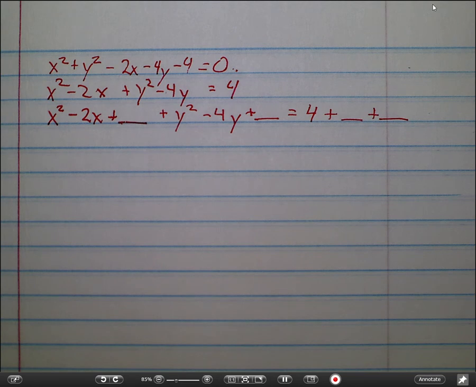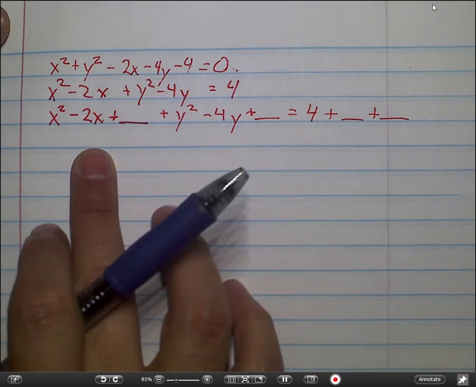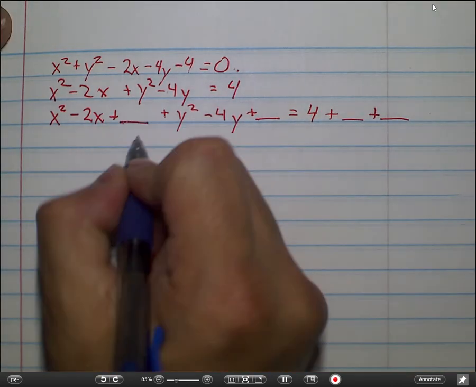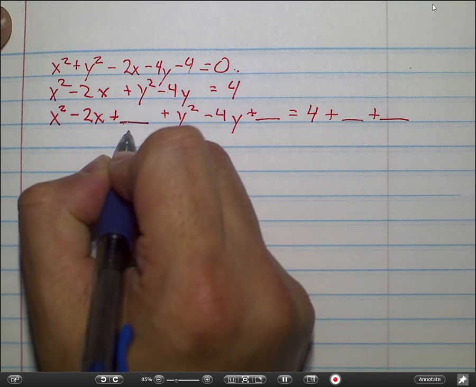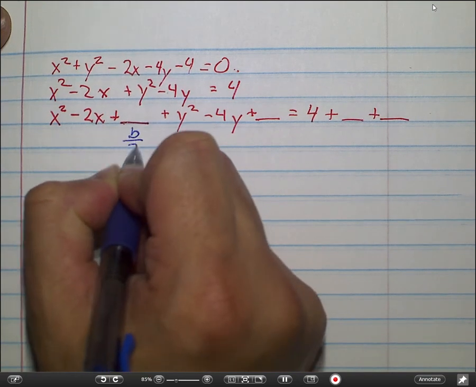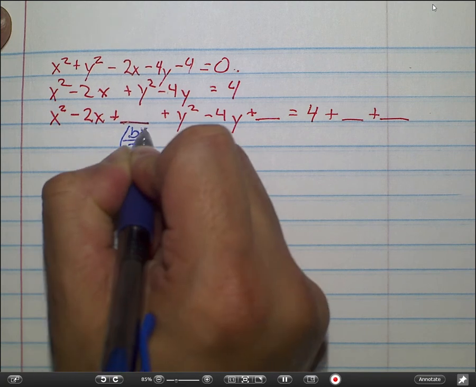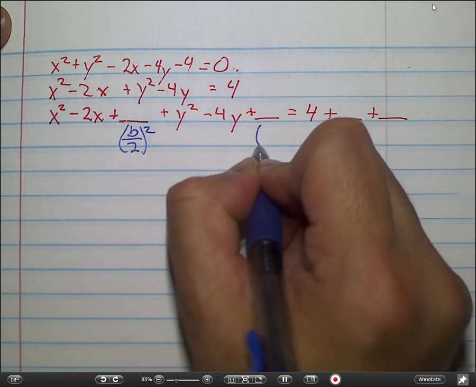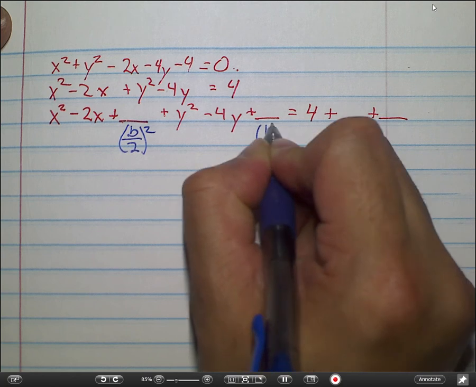All right. Now, I'm going to show you guys the formula for this one right here. It's going to be b divided by 2, squared. Same thing goes for this: b divided by 2, squared.